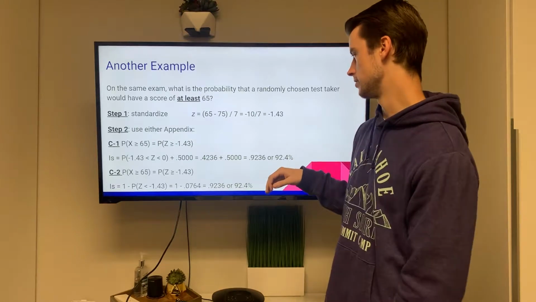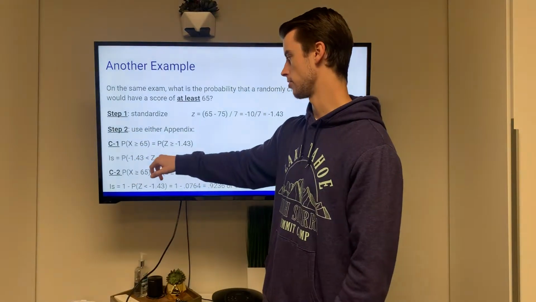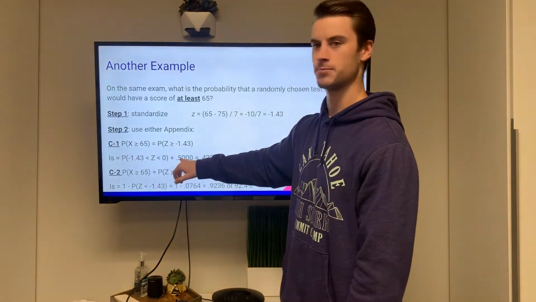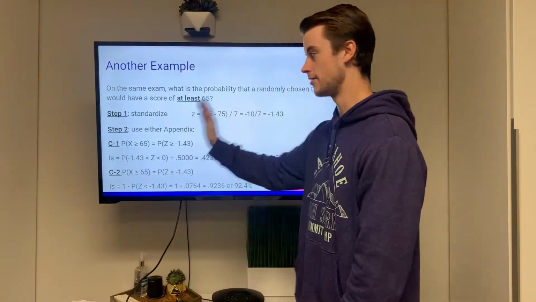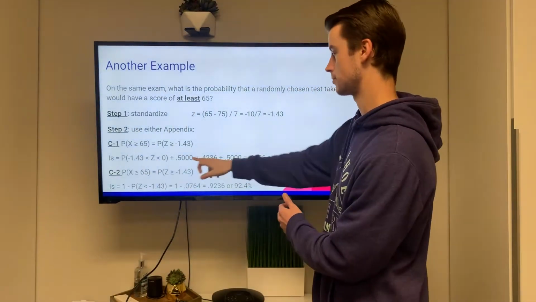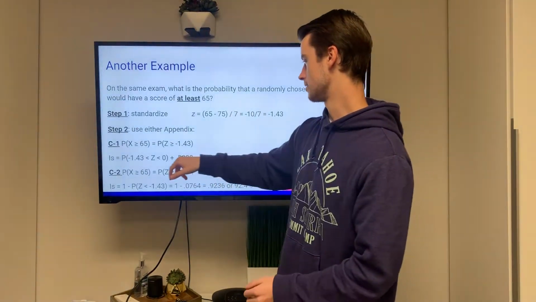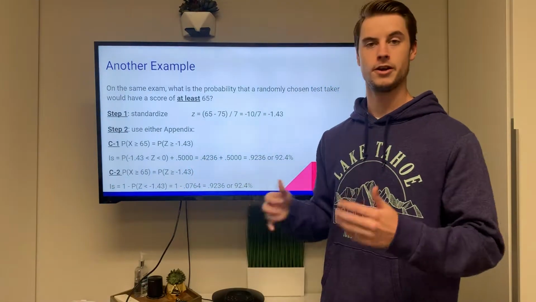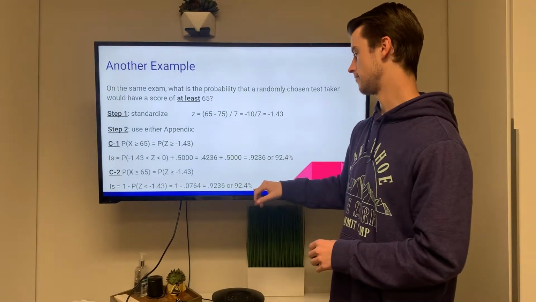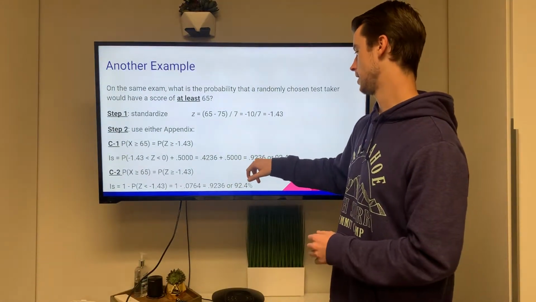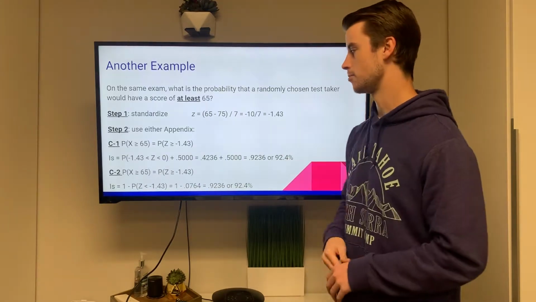In this case, we can find the probability of negative 1.43 to 0, and then add 50% of the data to that. Because again, it's negative 1.43 to 0, and then everything to the right, which is 50% of the data. That's where this 0.5000 comes in, okay? So we find the area under the curve for this probability, which is 0.4236. Add it to 0.5, so that means 92.36%, or rounded up, 92.4%.